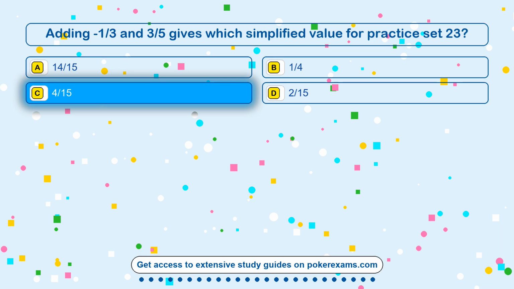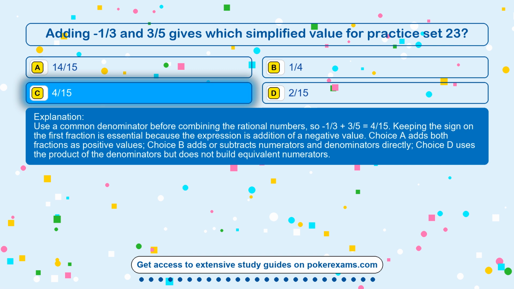The correct answer is option C, 4/15. Use a common denominator before combining the rational numbers, so -1/3 plus 3/5 equals 4/15. Keeping the sign on the first fraction is essential because the expression is addition of a negative value. Choice A adds both fractions as positive values, Choice B adds or subtracts numerators and denominators directly, Choice D uses the product of the denominators but does not build equivalent numerators.